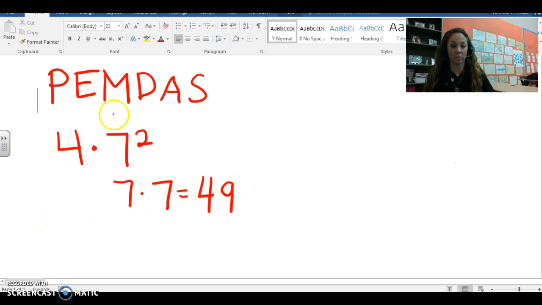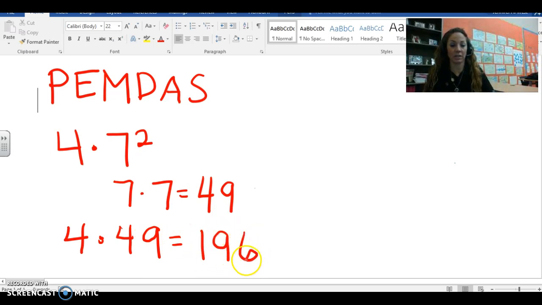Then we move on to the multiplying or dividing. And what is it that we start with? We've got multiplying first, because we still have 4 times 49. So we multiply those two together, and we wind up with 196. And all because we followed our order of operations.